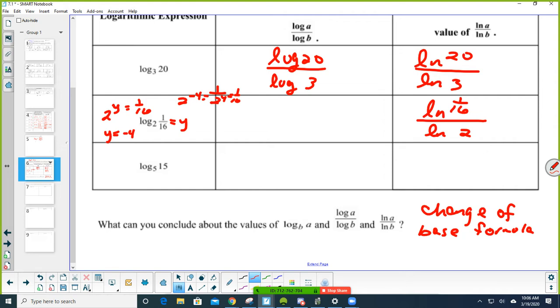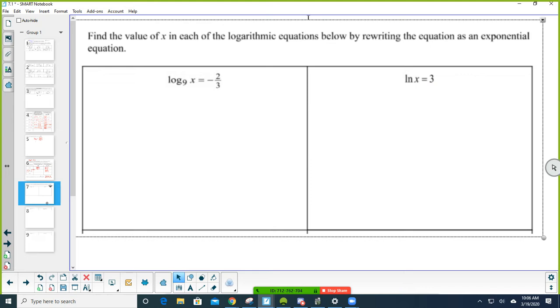Okay. So now the last thing we're going to talk about with these is actually doing problems with them. If you have a problem like this, before we had a number right there and I was having you put a Y right there. Well, now we've changed some stuff up, but we still do the same thing. We still say 9, our base, to the negative 2/3 equals X. So we're still using that formula we had yesterday.